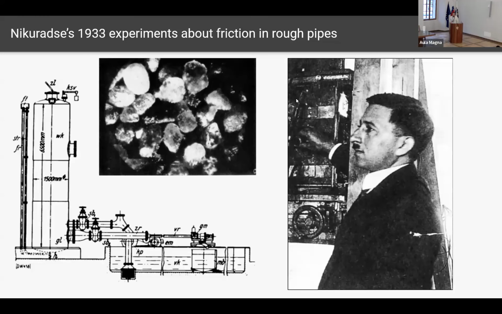Okay, so the first problem that I want to talk about is related to turbulence, okay? So this guy here is Johann Nikuradze, and in 1933, so almost 90 years ago now, he performed some experiments on the friction that fluids feel when they go through a rough pipe, okay? So what he did is he assembled this device here. There is a pipe here, and inside this pipe, on the walls of this pipe, he put grains of sand of different sizes to make the pipe more or less rough, okay?